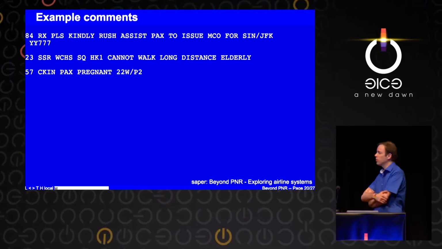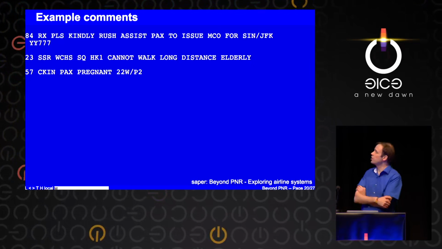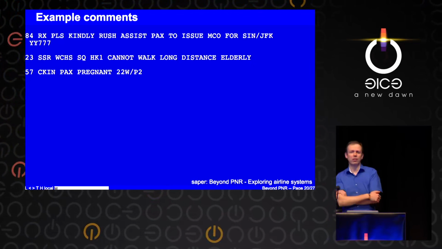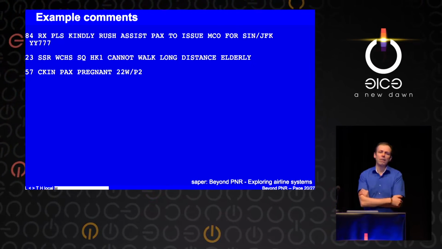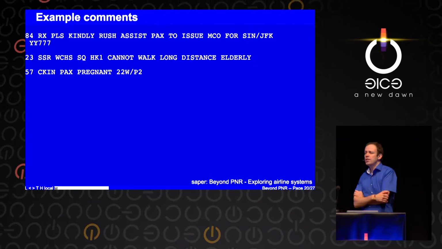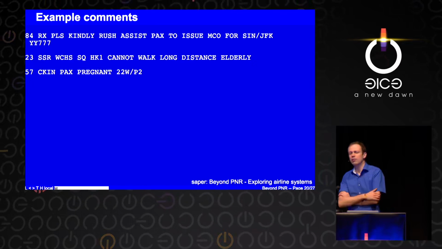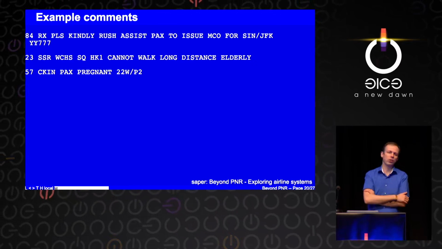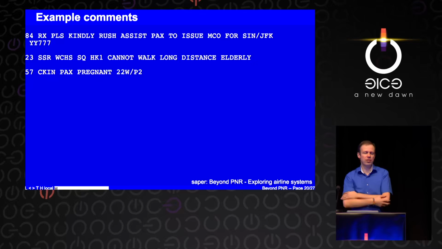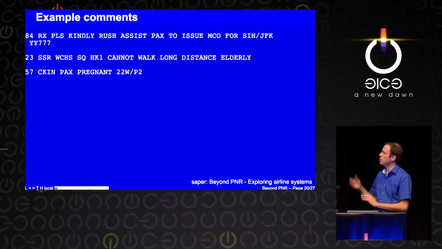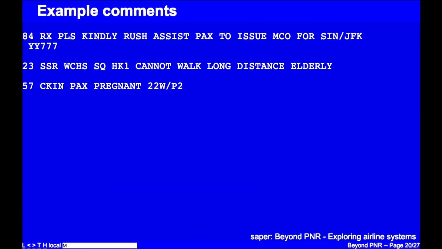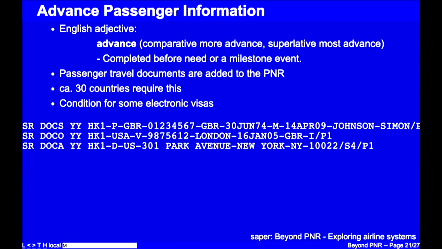Another comment is a check-in comment for check-in agents. That the passenger is pregnant, 22nd week of pregnancy. So this information is important because there are limits on how far along you can fly if you're pregnant. Sometimes you need a doctor's attestation for that. But I just wanted to give an example of something which is certainly not necessarily meant for public use.